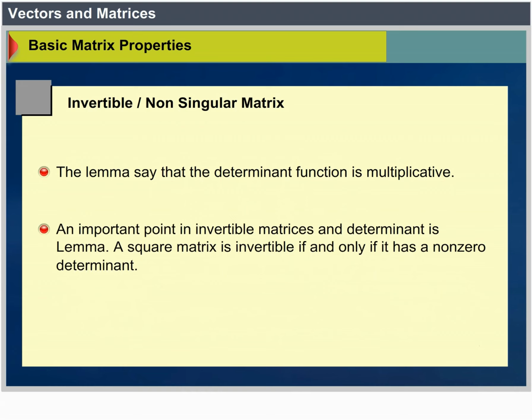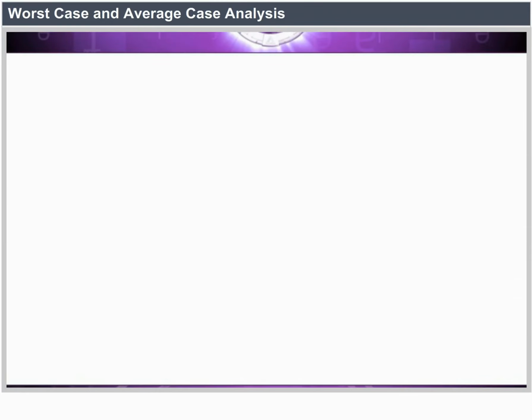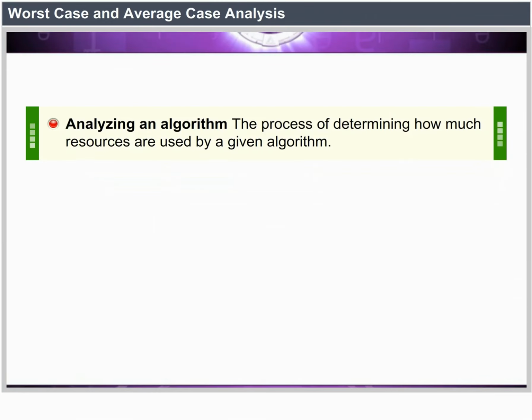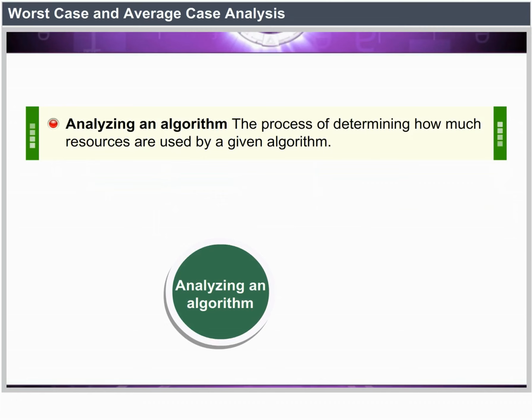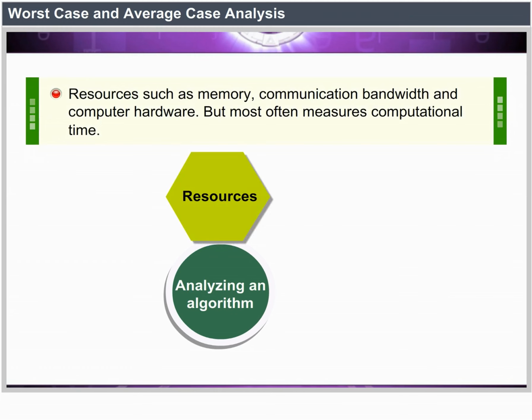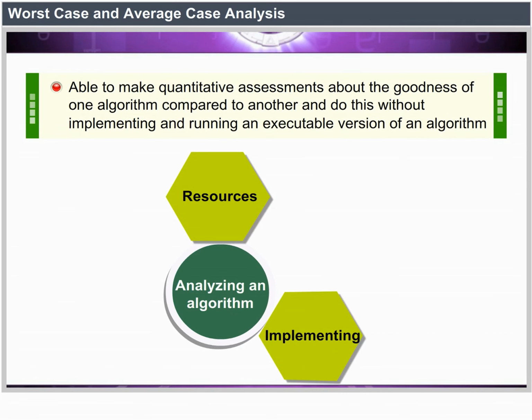Worst case and average case analysis. Analyzing an algorithm is the process of determining how much resources are used by a given algorithm. Resources such as memory, communication bandwidth, and computer hardware, but most often it measures computational time. This lets us make quantitative assessments about the goodness of one algorithm compared to another, and do this without implementing and running an executable version of the algorithm.